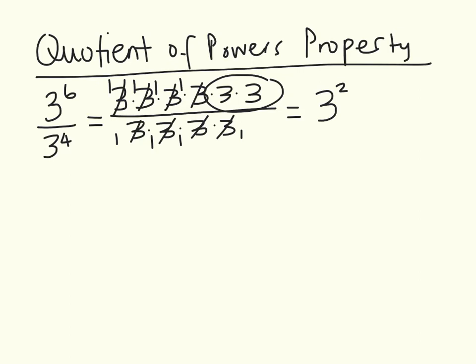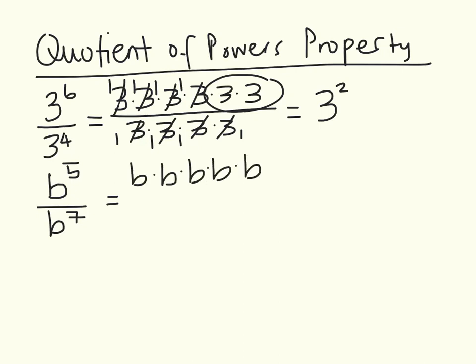Okay, so another example. If you have b to the power of 5, and you divide by b to the power of 7, you're going to end up with b times b times b times b times b, 5 times, divided by b times itself 7 times.